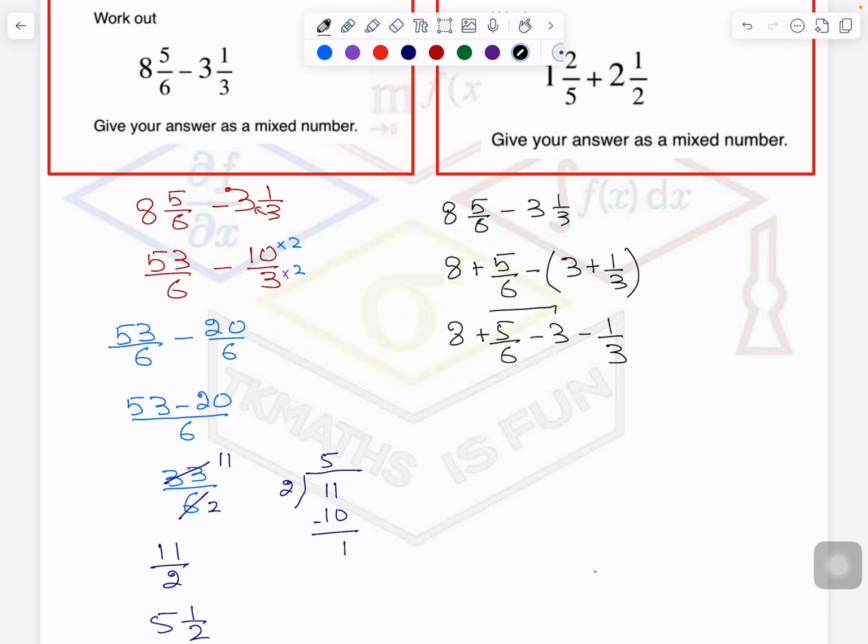Now these two integers you can subtract. 8 minus 3 is what? 5. And the remaining fractions will remain there. Keep 5 as it is. Do not touch it. Let's solve this fraction. So I can change the denominator into 6 and it will become the same. So it will be 5 over 6 minus 2 over 6. No problem? Then the denominator is the same.